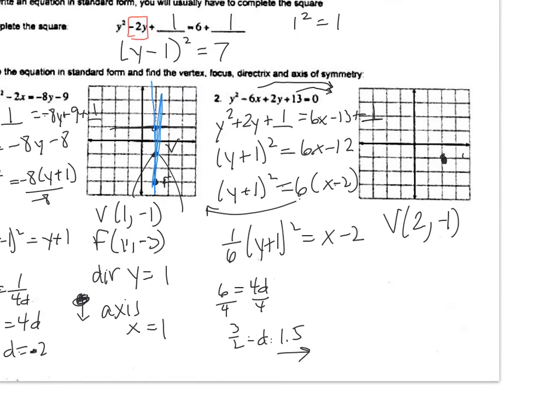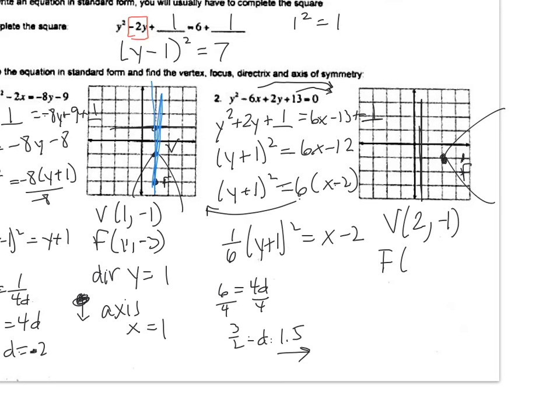1.5 spaces to the right is where the focus is. 1.5 spaces, because it has to open this way. So outside the parabola, completely outside of the parabola, 1.5 spaces the other way, this is your directrix. And again, this is just a sketch. I'm drawing it kind of sloppy on purpose, just to show you that it really doesn't matter. It's there for you. So let's write down these parts before I get much further.